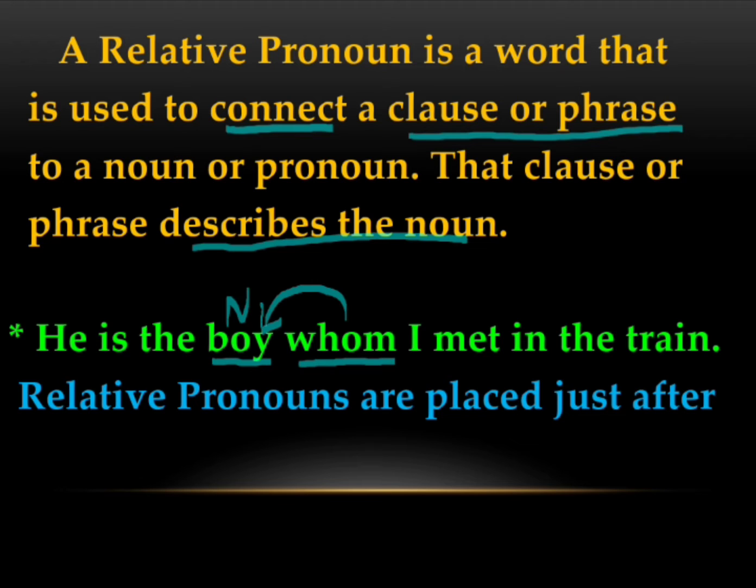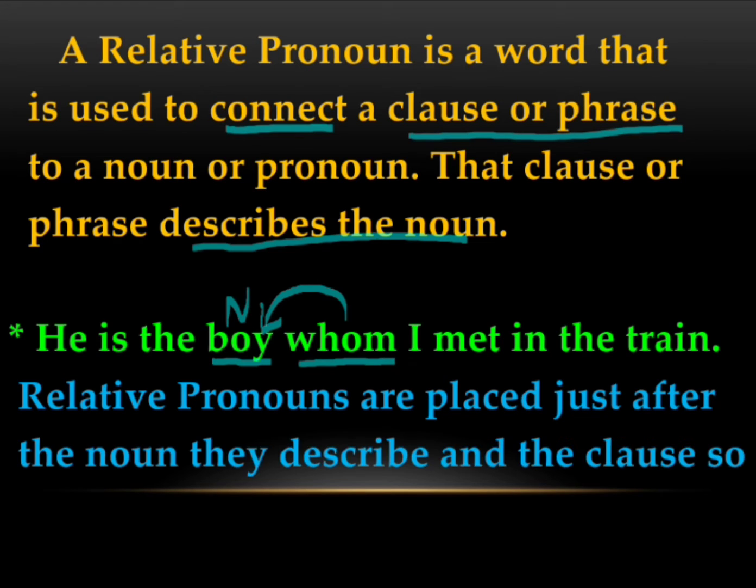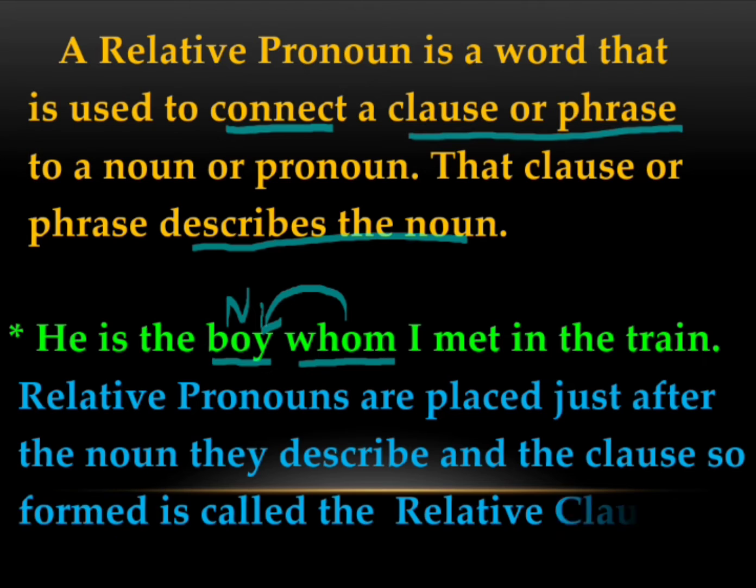Relative pronouns are placed just after the noun they describe, and the clause so formed is called the relative clause. Relative pronouns are usually placed just by the side of the noun which they describe, and the part of the sentence that is combined using this relative pronoun is called the relative clause. So this part of the sentence is called the relative clause.